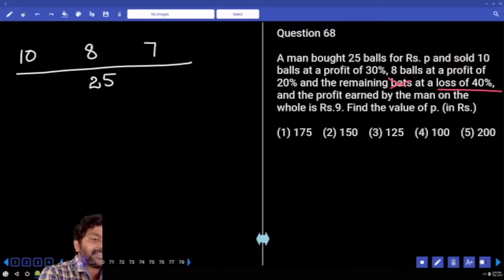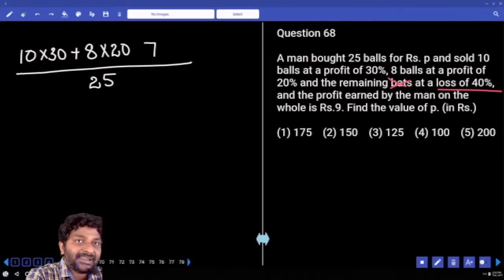First 10 balls. What are you making? Profit. What percent? Profit, so I am writing a positive number. And next 8 balls. What is made? Profit. How much percent? Into 20. Profit, so positive. Next remaining 7 balls. What is made? 40%. As it is a loss, minus 40, right?